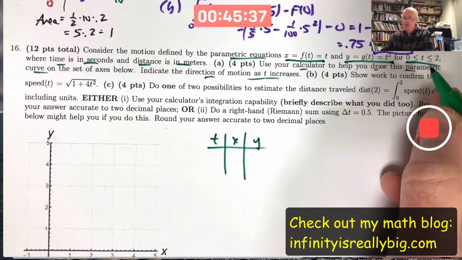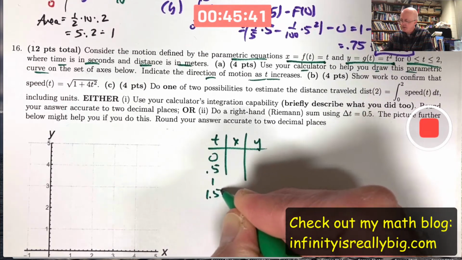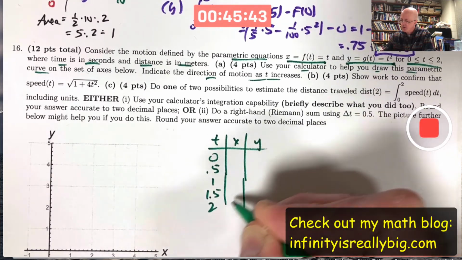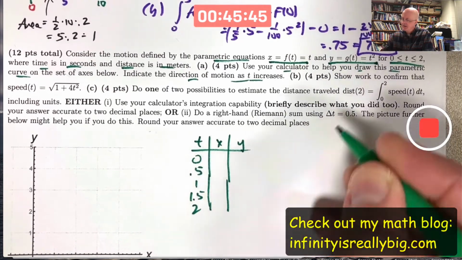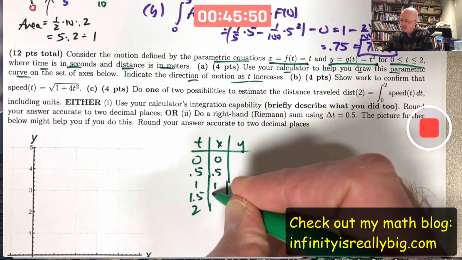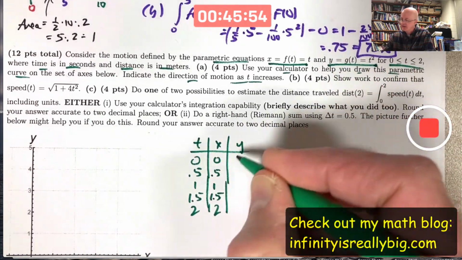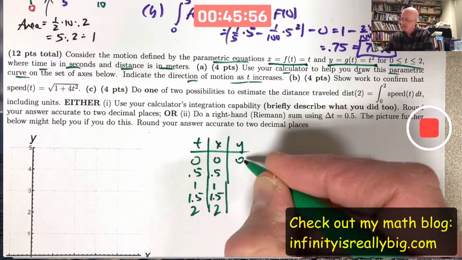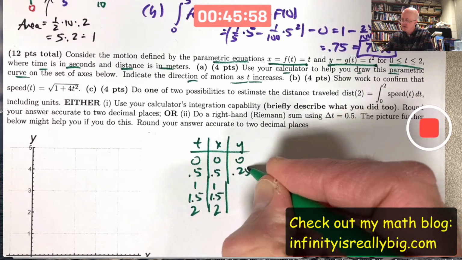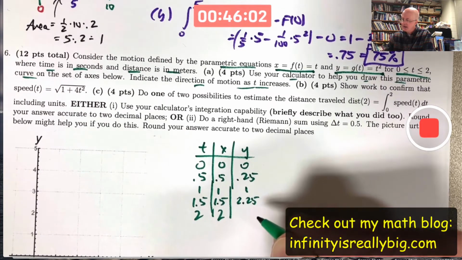Say t is going from 0 to 2 maybe, so maybe I pick 0, 0.5, 1, 1.5, and 2. What are the corresponding x and y values? Well, x equals t, so x is the same as t. Y equals t squared, so I need to square the t to find the y coordinates. 0 squared is 0, 0.5 squared is 0.25, 1 squared is 1, 1.5 squared is 2.25, and 2 squared is 4.